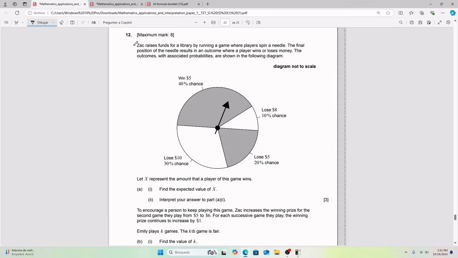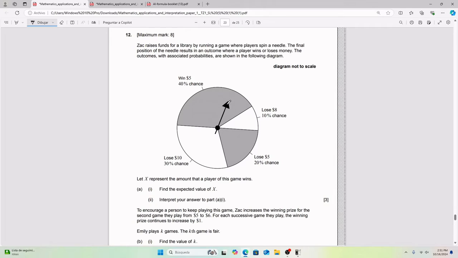SAC raises funds for a library by running a game where players spin a needle. The final position of the needle results in an outcome where a player wins or loses money. The outcomes with associated probabilities are shown in the following diagram.